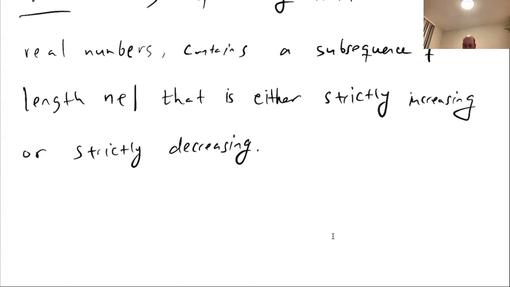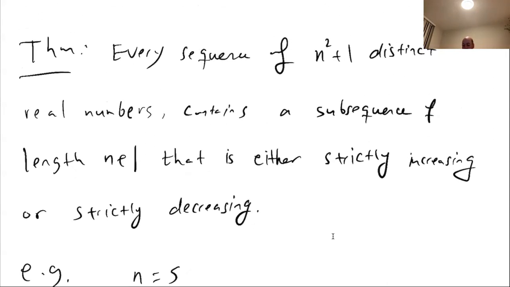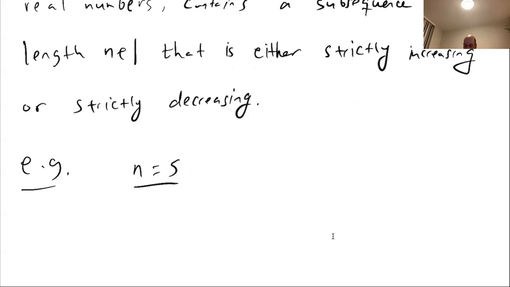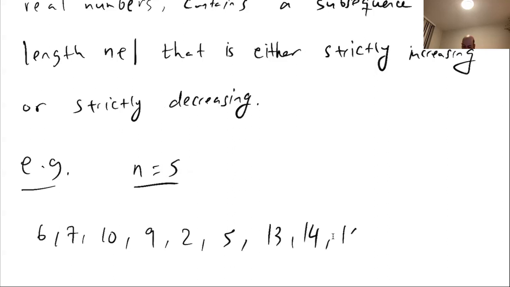So before proving the theorem, let me give you an example. For example, let's say if n equals 5, then that means if I have 26 distinct real numbers, so let's say, for example, 6, 7, 10, and then let's say, for example, 9, and then 2, and then let's say 5, 13, 14, 15, 31, 32, 33.